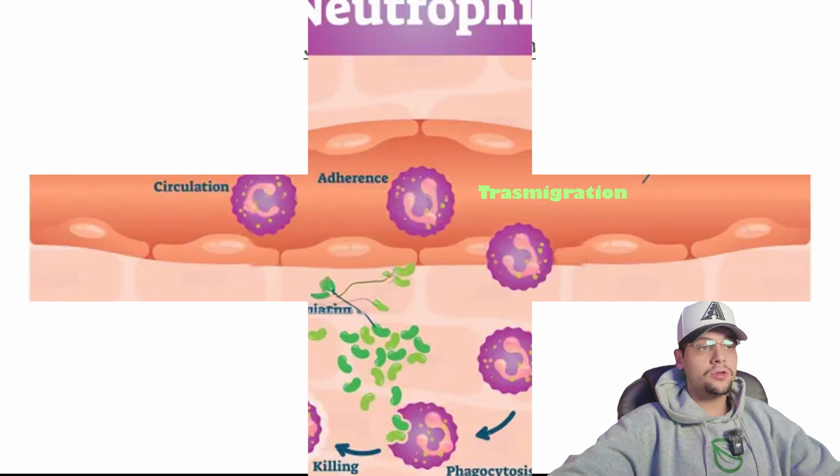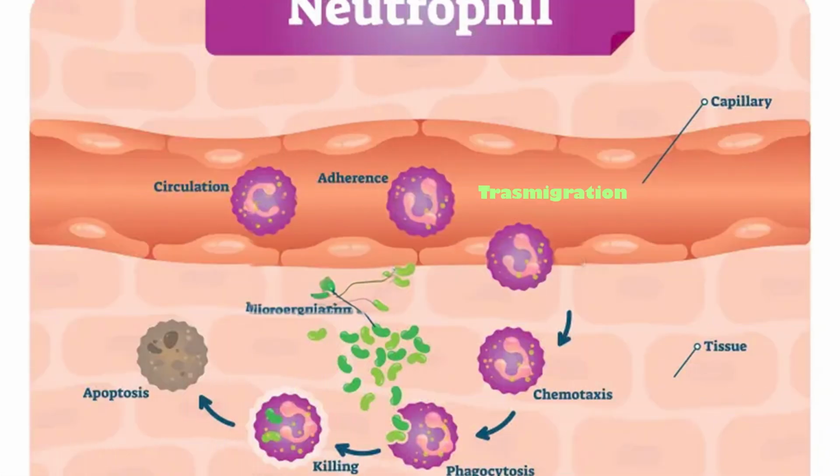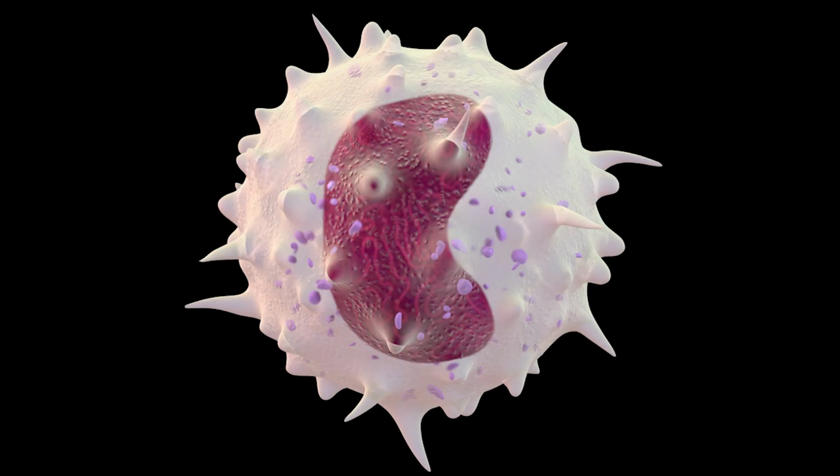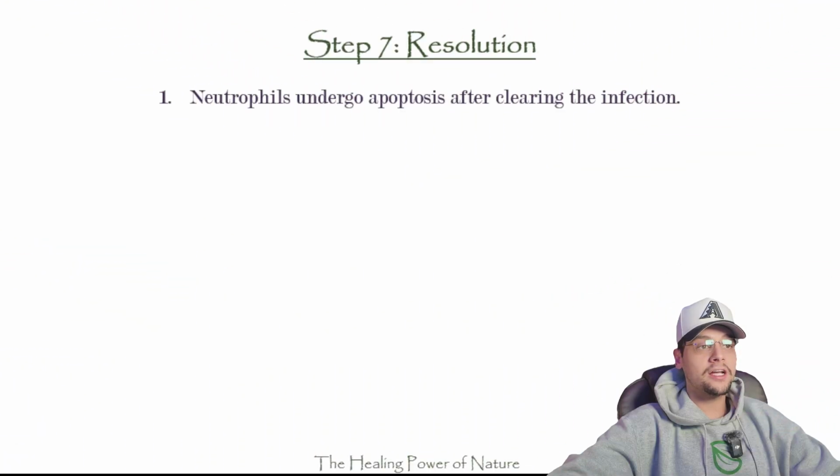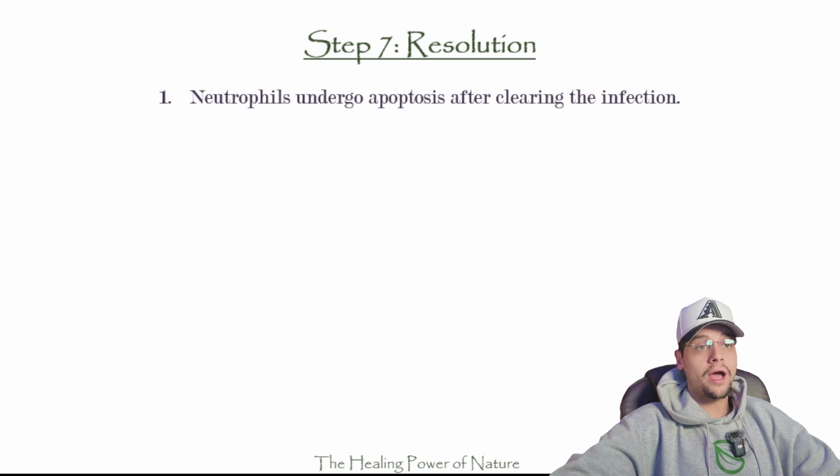The last step is resolution. After successfully clearing the infection, neutrophils undergo apoptosis, allowing inflammation to resolve. Macrophages orchestrate resolution and tissue repair by secreting anti-inflammatory cytokines. So first, the neutrophils undergo apoptosis after clearing the infection. Neutrophils have a short lifespan, usually less than 24 hours in tissue, and self-destruct after pathogen clearance. Apoptosis prevents excessive inflammation and tissue damage.